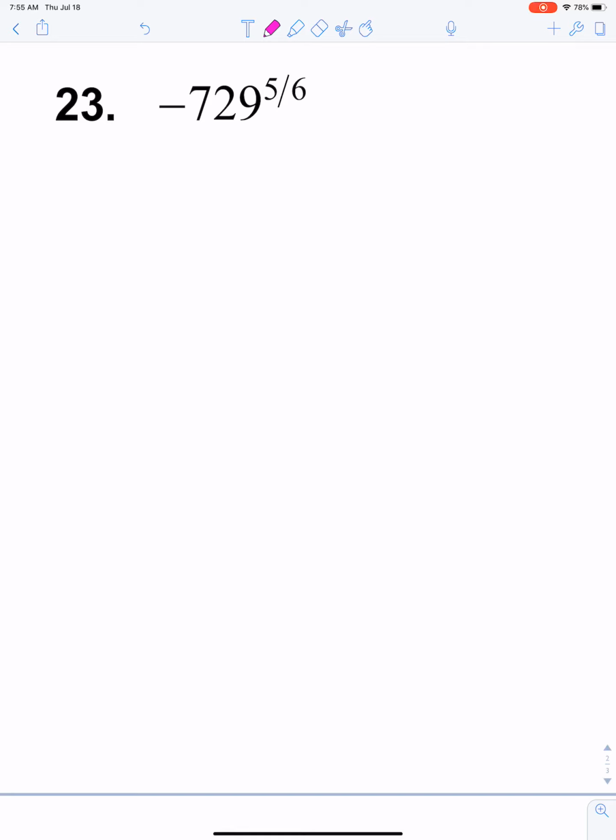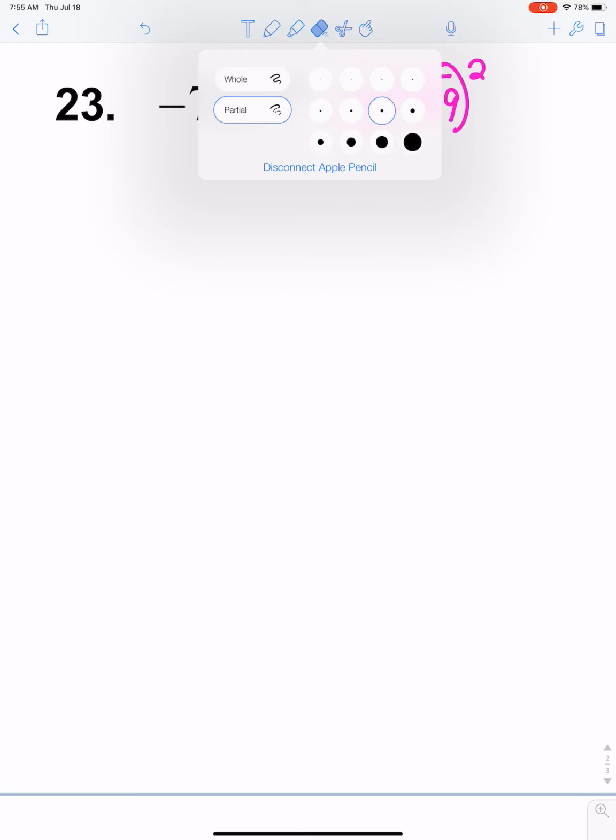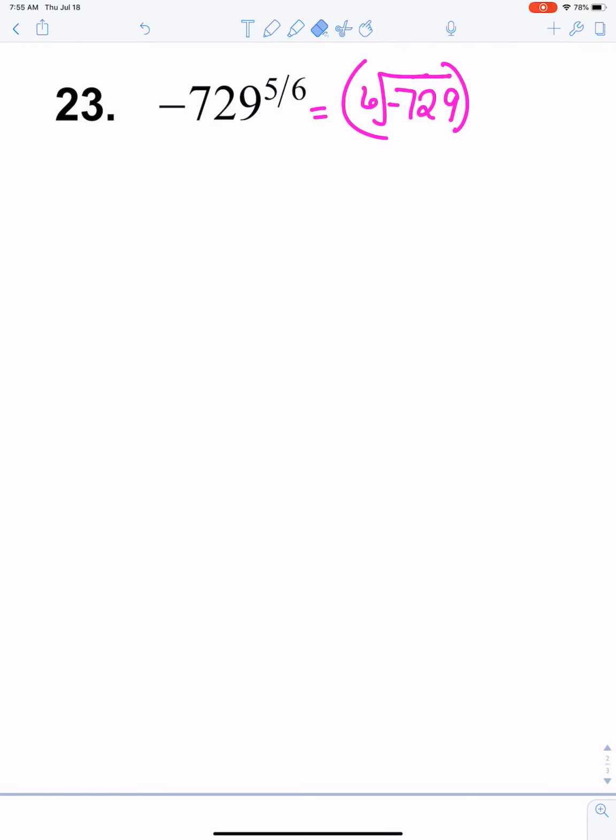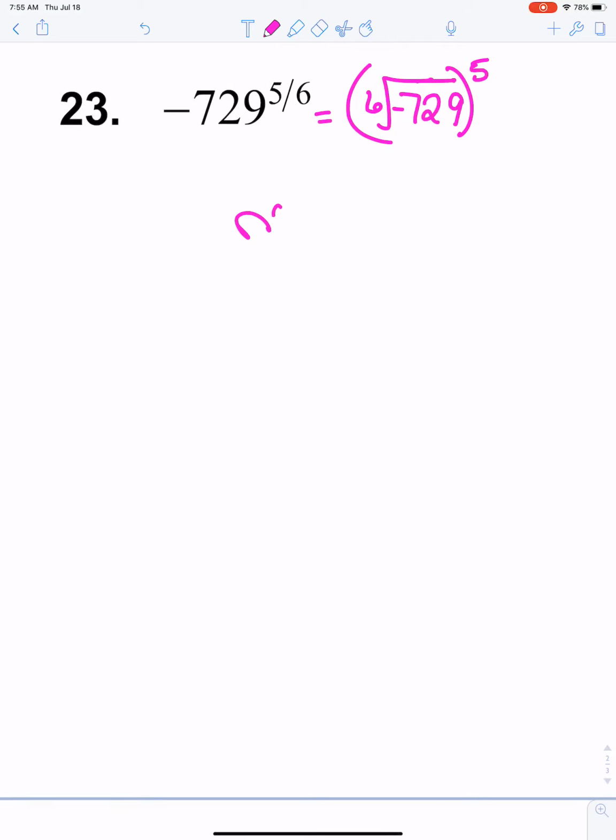Number 23. That's going to be the 6th root of negative 729 to the 5th power. And when you have the even root of a negative number, you should know right away there are no real solutions.